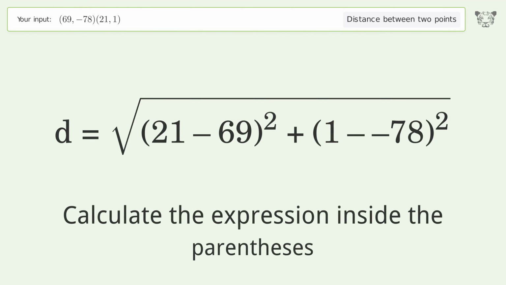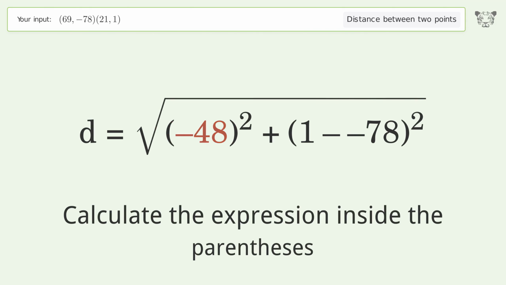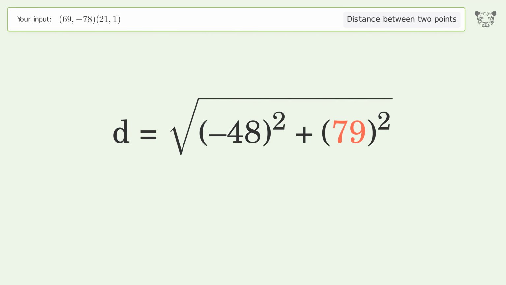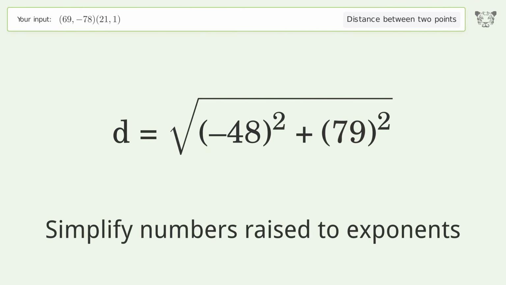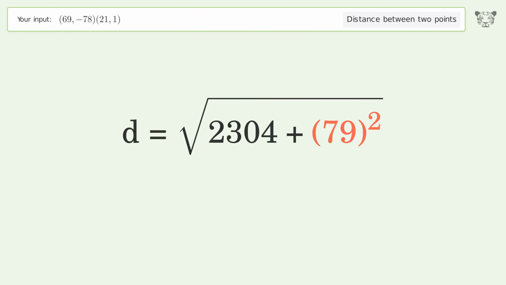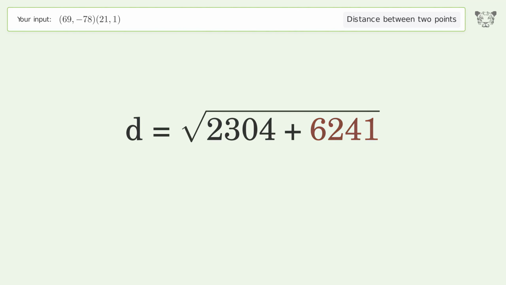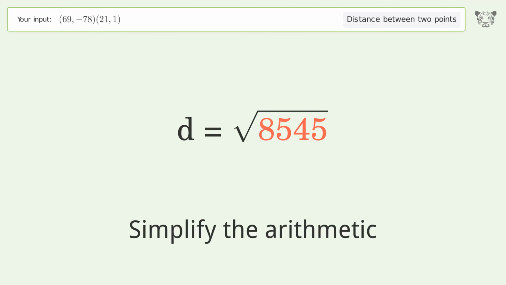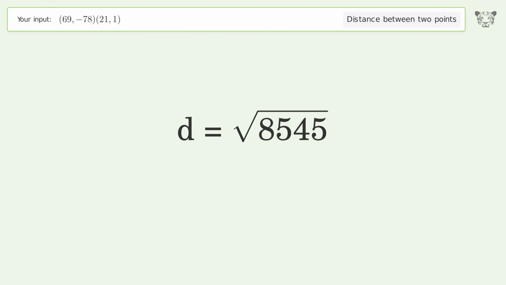Calculate the expression inside the parentheses. Simplify numbers raised to exponents. Simplify the arithmetic. And so the distance between the 2 points is the square root of 8,545 or 92.439.